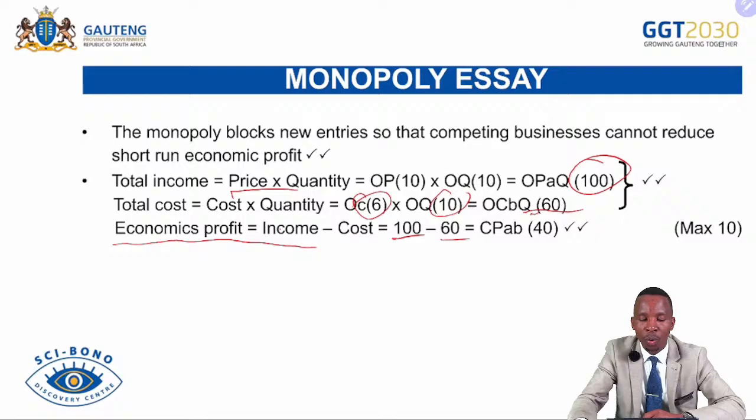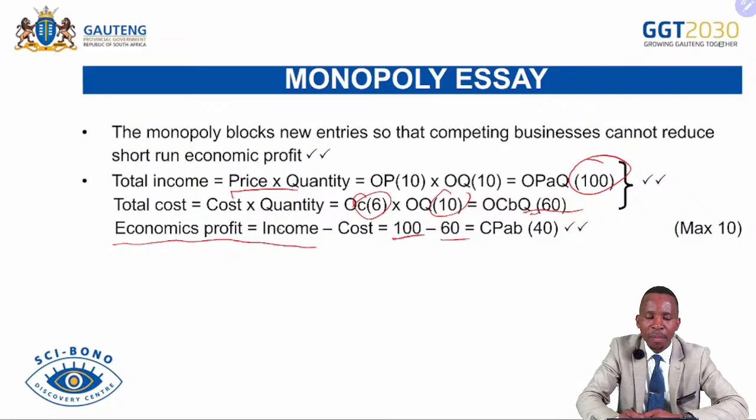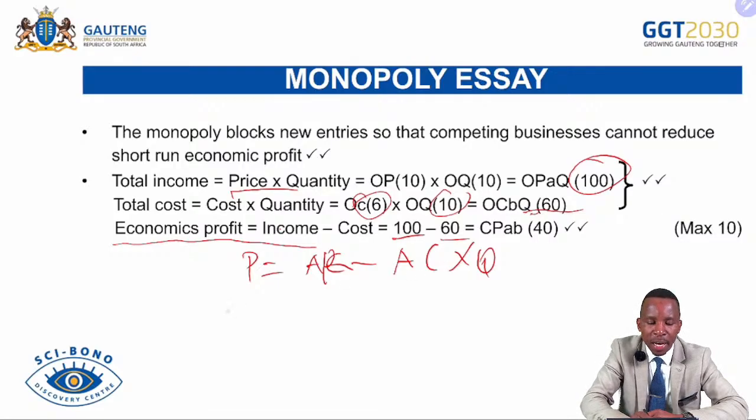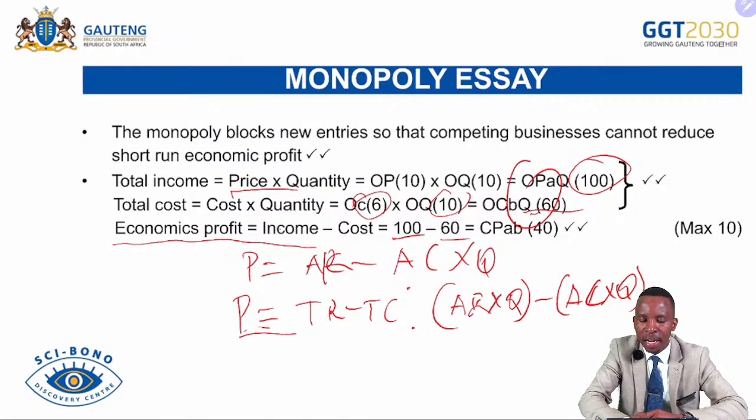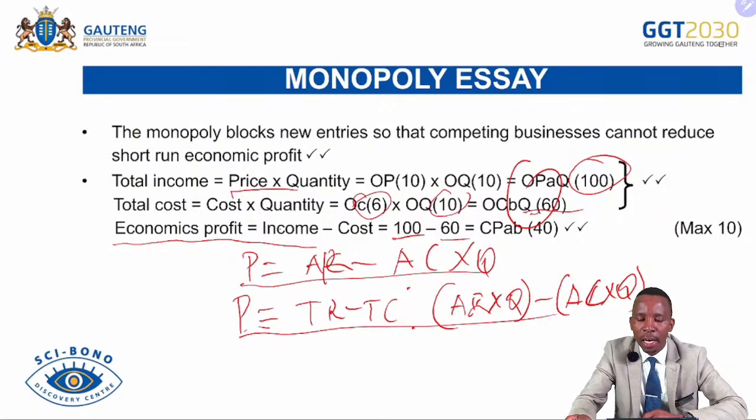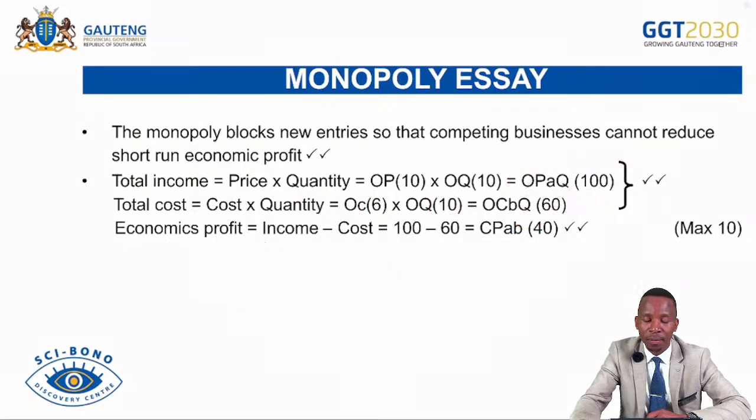The explanation alone. Remember, this is the same as profit equals AR minus AC, times Q. And then it is the same as profit equals TR minus TC, which is, open the bracket, AR multiplied by quantity, close the bracket, minus, open the bracket, AC times quantity. So the above is the same as these two. It will give you, for economic profit, 40 rand.